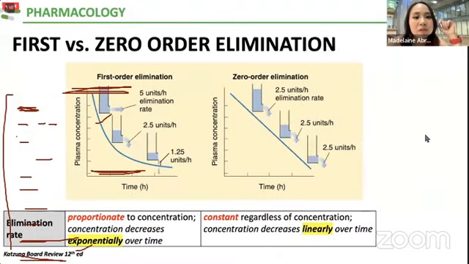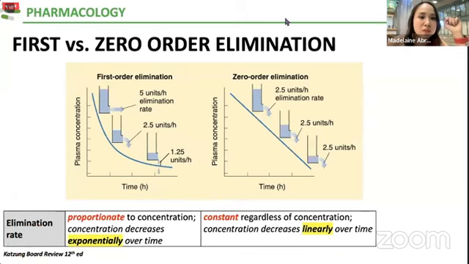So we have naman your first versus your zero order elimination. Pag tinuturo ko to sa students, ano lang gusto kong tandaan nyo? Pag first order, we eliminate a constant proportion. First order, constant proportion. Zero order, we eliminate a constant amount. Okay? We eliminate a constant amount.